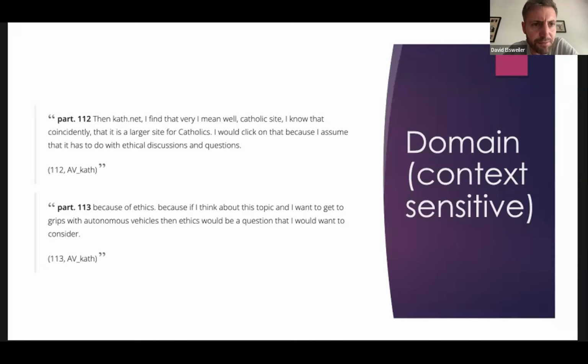"Then cast.net, I find, well, it's a Catholic site. I know that coincidentally, that it's a larger site for Catholics. I would click on that because I assume that it has to do with ethical discussions and questions." And similarly, participant 113: "Because of ethics, because if I think about this topic and I want to get to grips with autonomous vehicles, then ethics would be a question that I would want to consider." So for this topic, but not particularly other topics, this was viewed as a credible source.